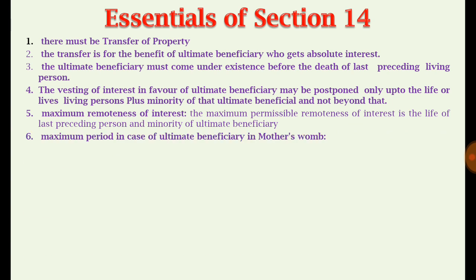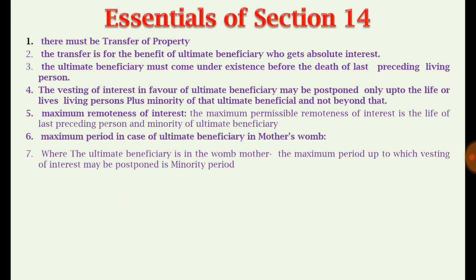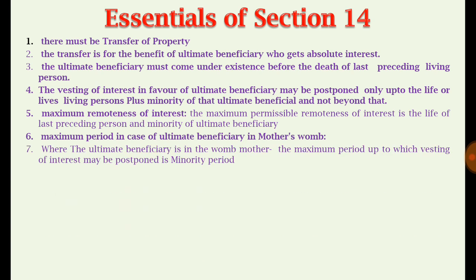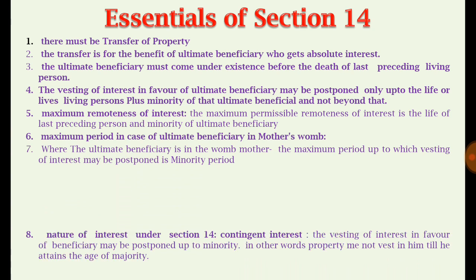Then consider the maximum period where the ultimate beneficiary is in a mother's womb, because the person who is in the mother's womb is also considered a competent transferee. Therefore the period in which that person lives in the mother's womb, then his lifetime, plus the minority period of the next person, the ultimate beneficiary, the unborn person, will be considered the maximum period to which the vesting of property can be postponed. So where the ultimate beneficiary is in the womb of the mother, the maximum period is again up to his minority.